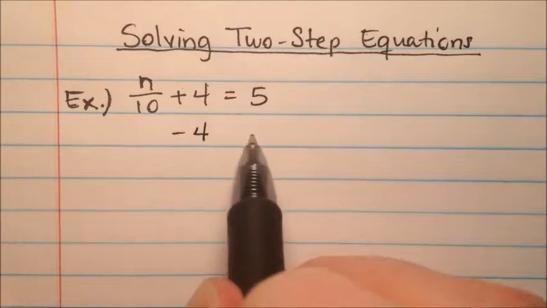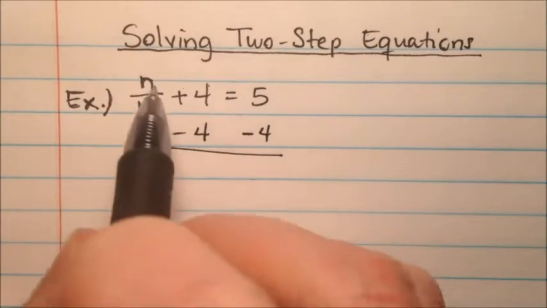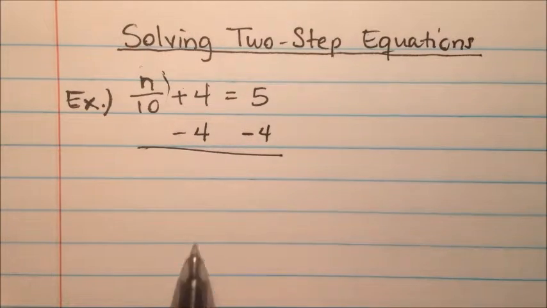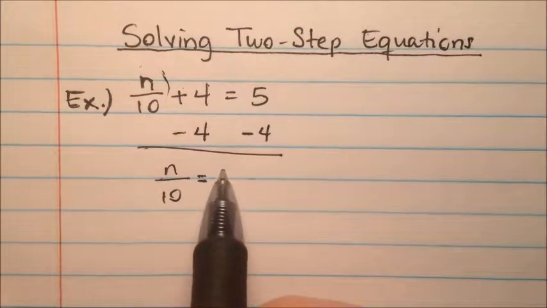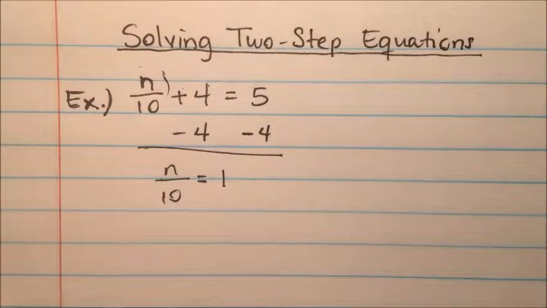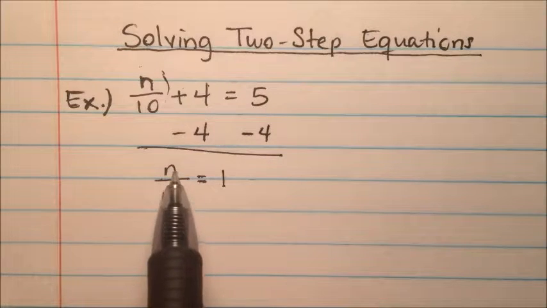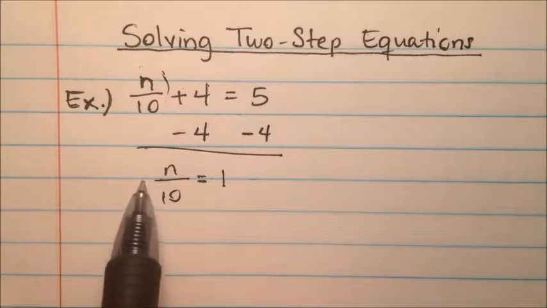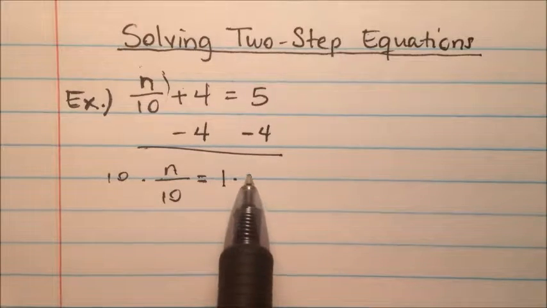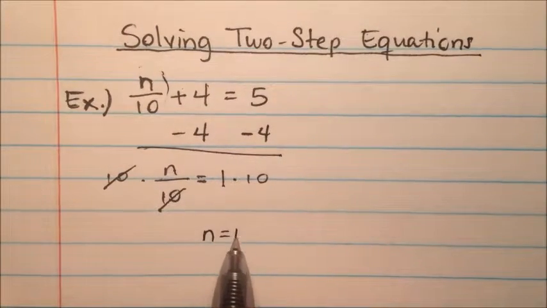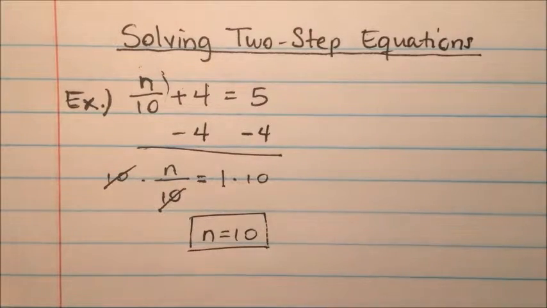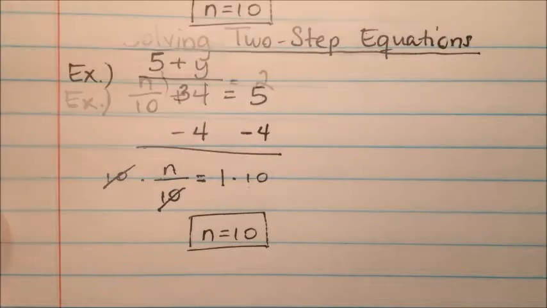First, I'm going to subtract 4 from both sides. That way it'll get this n business all by itself. So I have n over 10 equals, and then 5 minus 4 is 1. Now it looks like I just have a simple one-step equation where I have a number divided by 10 equals 1. So I can multiply 10 on both sides. Here those will cancel, and I have n equals 10. So that's my answer for the first one.